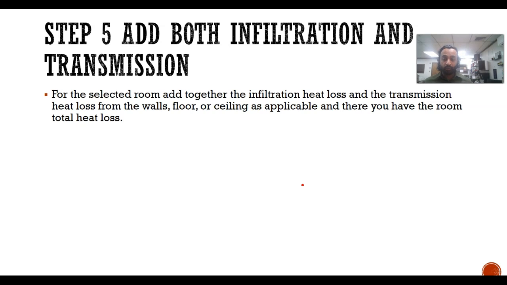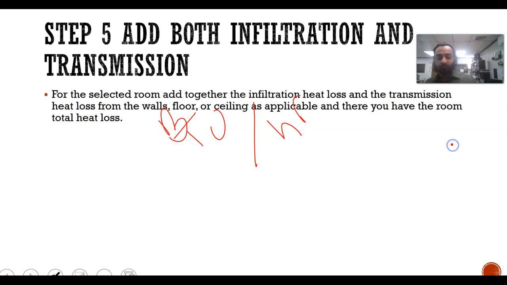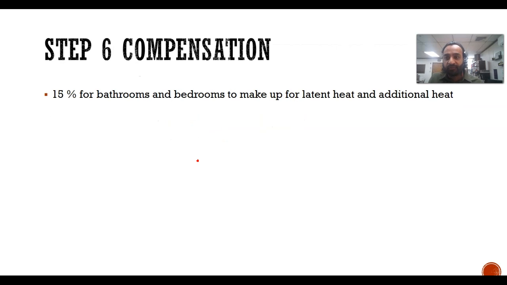Moving to step 5. So 1 was getting the floor plan, 2, labeling the floor plan and deciding which is hot, which is not, 3 was the infiltration, 4 is the transmission. Step 5 is adding both the transmission and the infiltration as combined heat loss in BTU per hour. So it's going to be your total heat loss per hour for transmission and infiltration.